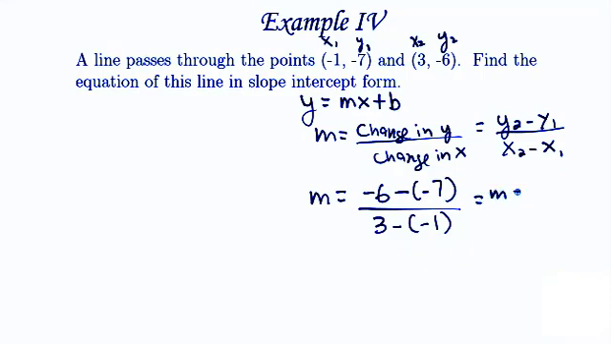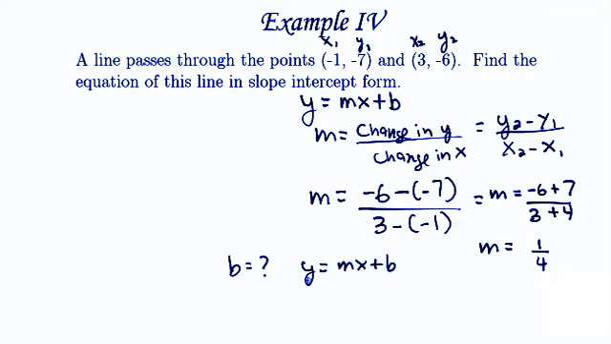Simplifying this, m equals negative 6 plus 7, divided by 3 plus 1. Therefore, m equals 1/4. So I know that the slope of the line is m equals 1/4. Now, I need to find b. I can find b because I can use the equation y equals mx plus b. And I have an x value, I have a y value, and I have m. So I can solve for b.